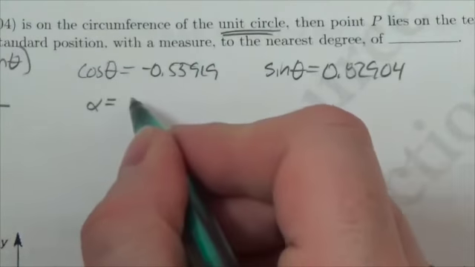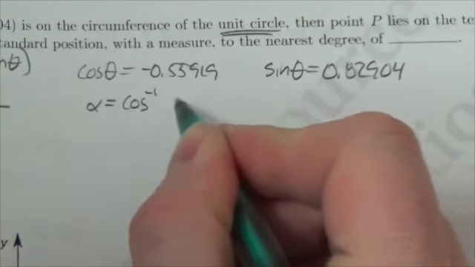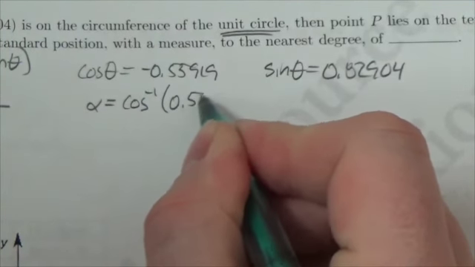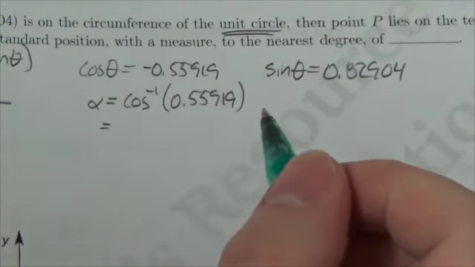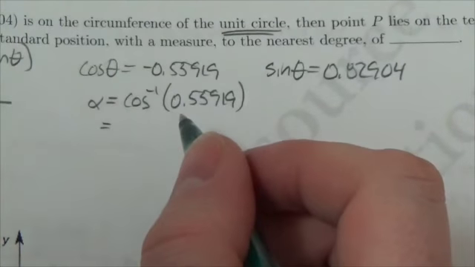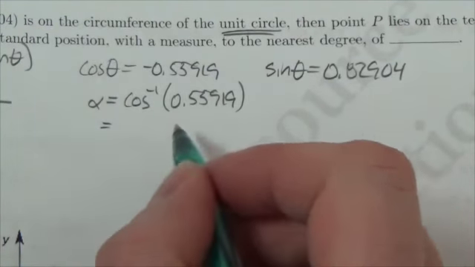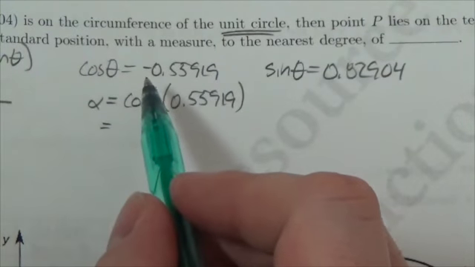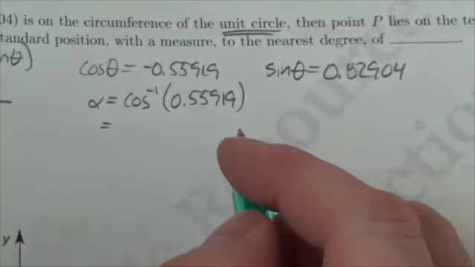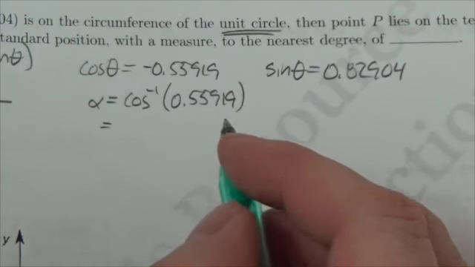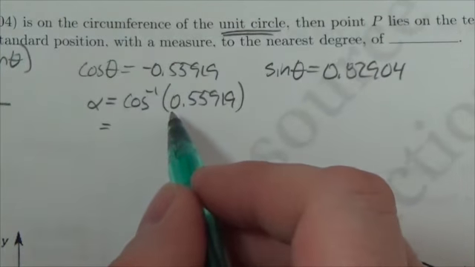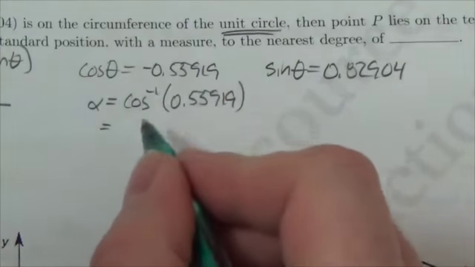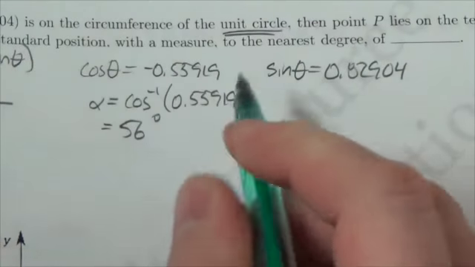So to figure that out, I am going to perform the inverse cosine of positive 0.55919. Now, I'm doing this as a positive, and I want you to understand why I'm doing that. The negative here is telling me what quadrant that is going to be in, okay? And that's all it really is necessary for. Once I know the quadrant, I don't need the negative anymore, so I'm just going to do the inverse cosine of that value right there, and I get 56.